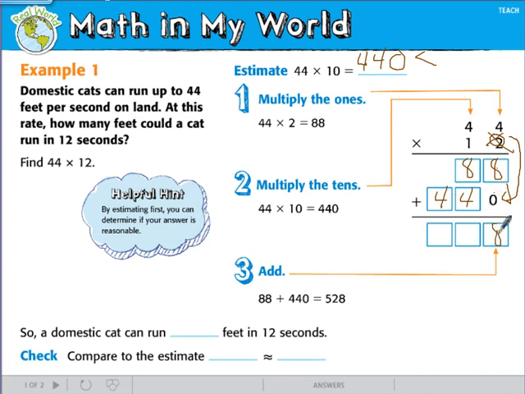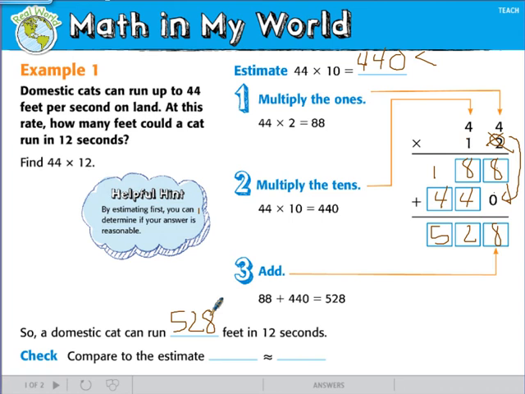8 plus 0 is? 8 plus 4? I have to regroup? 5. So a domestic cat can run 528 feet in 12 seconds.